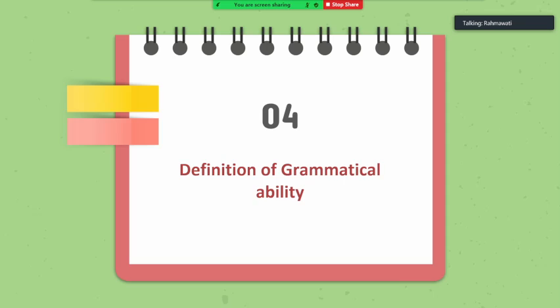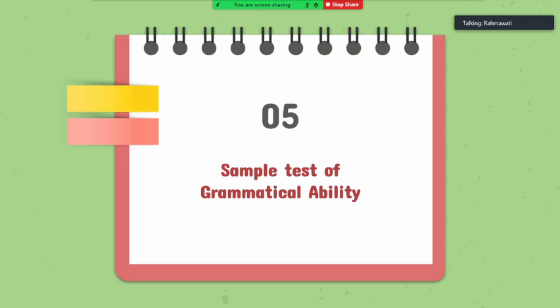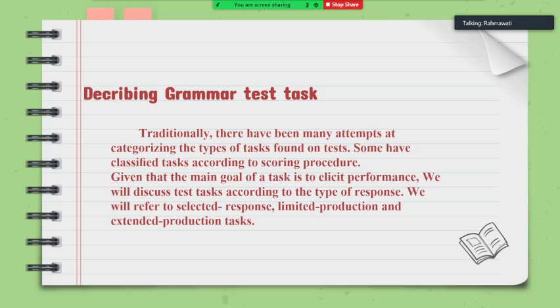The next material is about the definition of grammatical ability. What is grammatical ability? Grammatical ability is the combination of grammatical knowledge and strategic competence. It is specifically defined as the capacity to realize grammatical knowledge accurately and meaningfully in testing or other language use situations. Next slide. And the next is sample tests of grammatical ability. Next.